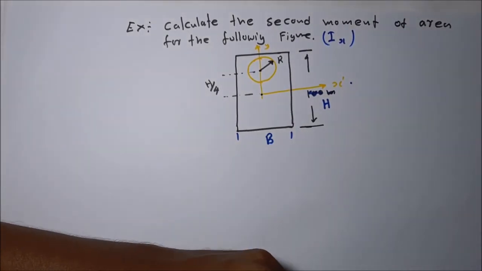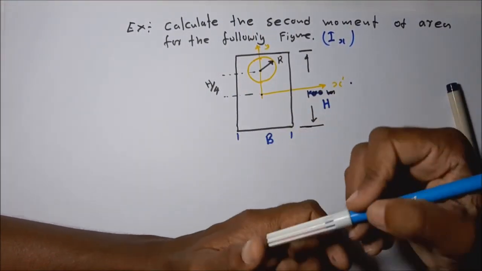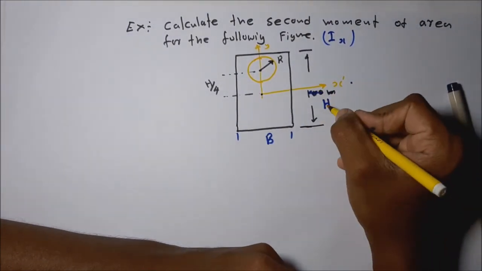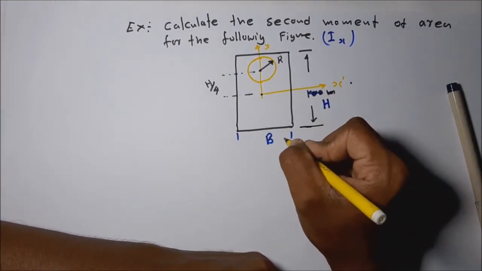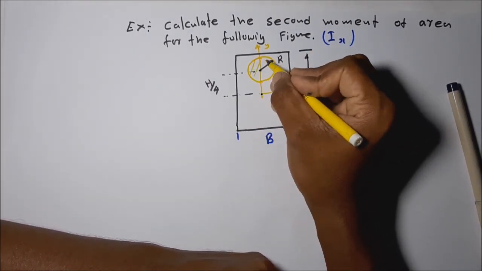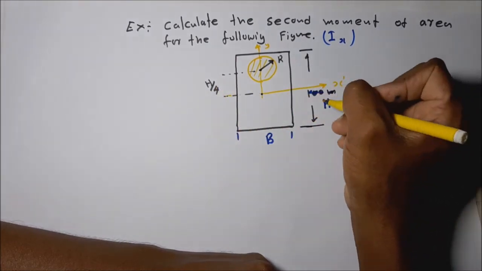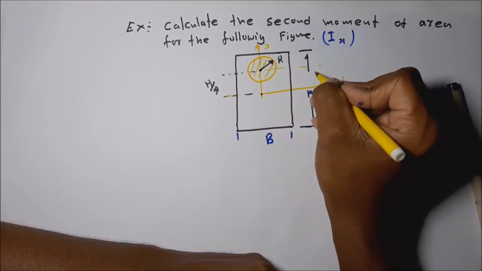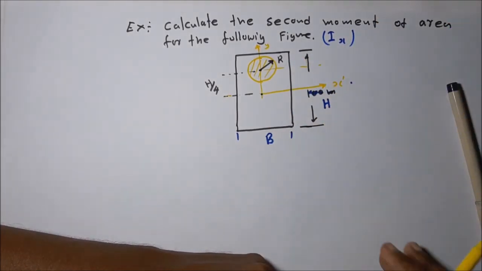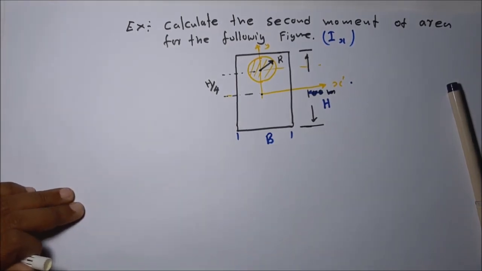But then how to calculate this one? Here you can see the figure. This is a rectangular section and it has a hole. The rectangular section has dimensions of capital H height and capital B width, and a hole of radius R. The hole is at a distance of h over 4, half of this length. So how do we calculate the second moment of area in this situation?